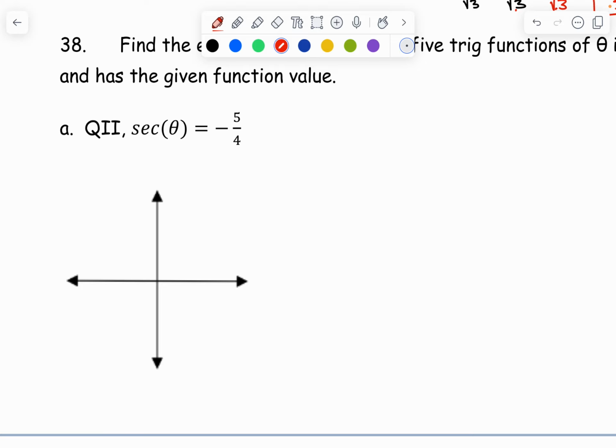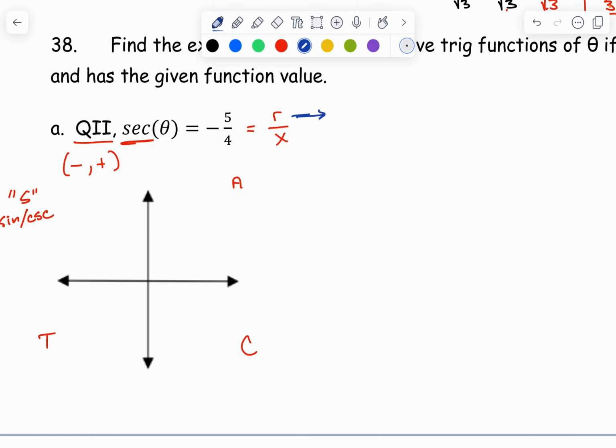But for these, it tells me it ends in quadrant 2. That is a negative, positive quadrant. It's also my all students take calculus. So sine and cosecant should be positive, which means right here I'm looking at a negative answer. Also, secant is r over x. And if r is always positive, okay, if you remember that from your notes, always positive, then that means the 4 is what's negative. This is positive, this is negative. So that means my x value is negative 4.